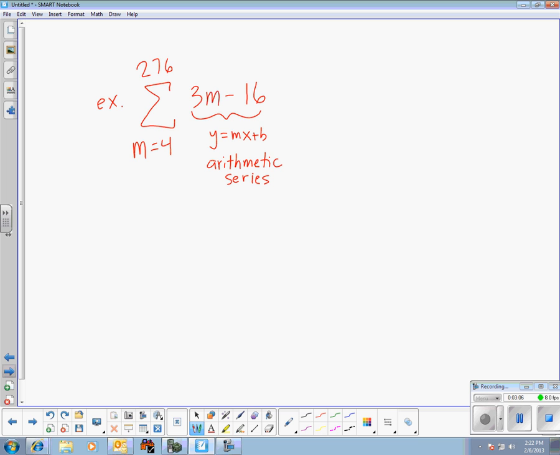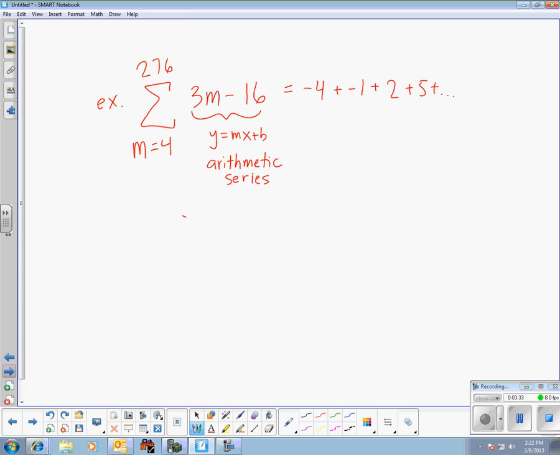Now, once you recognize that it's an arithmetic series, here are your options. You can start at 4 and plug in 4 and get 12 minus 16, which is negative 4. And then you can go up to 5 and plug that in. When you plug in 5, you get negative 1. And then we're going up by 3 every time, so then I'm going to add 2, and then I'm going to add 5. And I'm going to keep going on. You can do that for the over 200 terms in the list, or you use your arithmetic series formula.